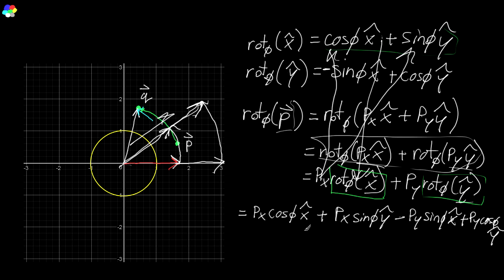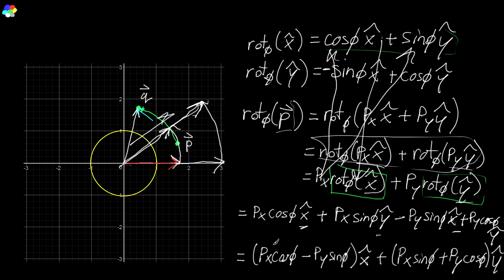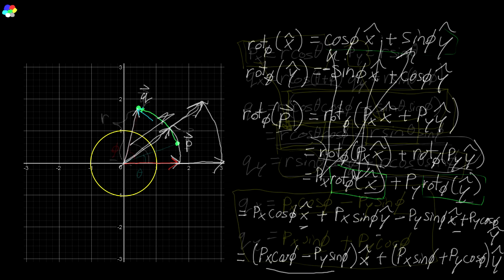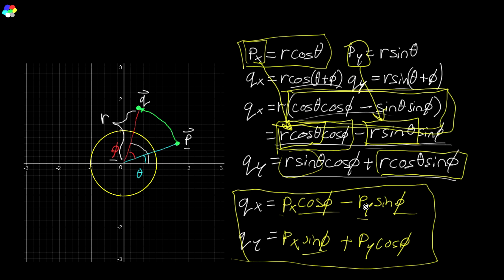And if we collect the x hats and the y hats together, and factor out, we get for the x component px times cos phi minus py times sine phi. And for the y component, we get px times sine phi plus py times cos phi. And does this look familiar to you? Because it's just exactly what we had from the previous derivation. X cos phi minus y sine phi for the x component. It's the same result. It's just a different way of looking at it.